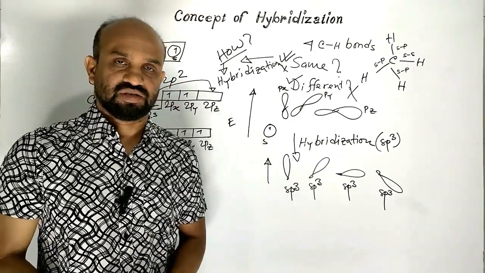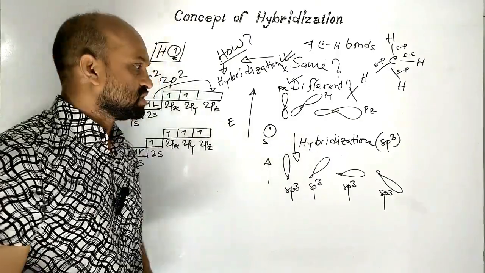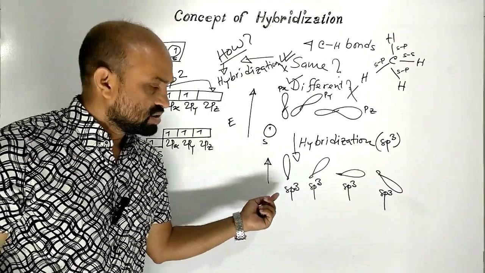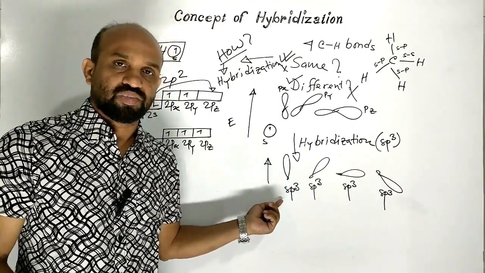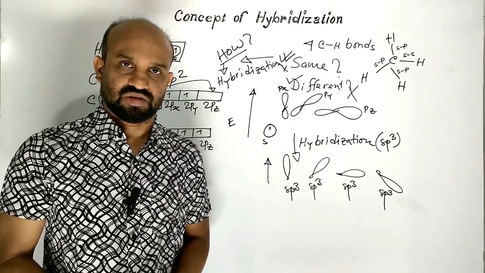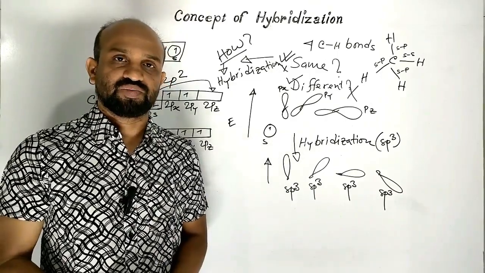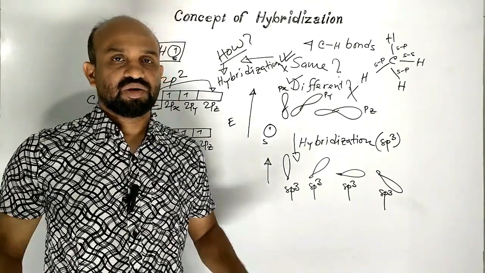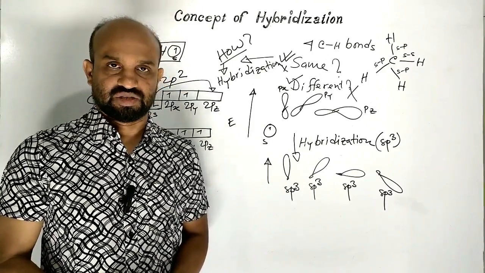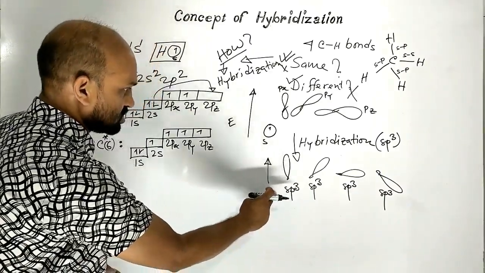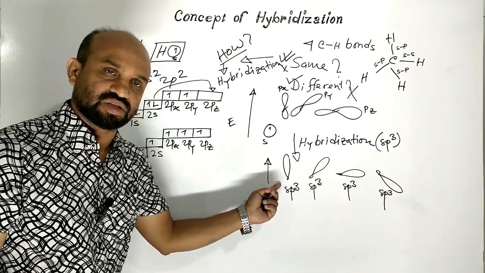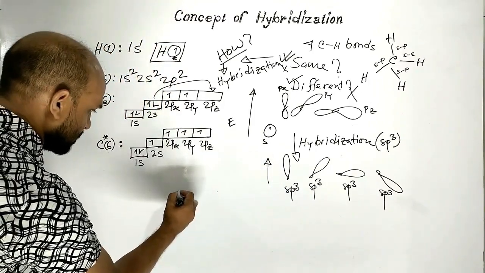The definition of hybridization is the process of mixing of different types of orbitals and forming the same type of orbitals of the same number and same shape. Simply, the process of mixing of different types of orbitals and forming orbitals of the same number, same shape and same energy is known as hybridization. Here, after hybridization, we got four orbitals of the same shape and same energy. This can be shown in this way.